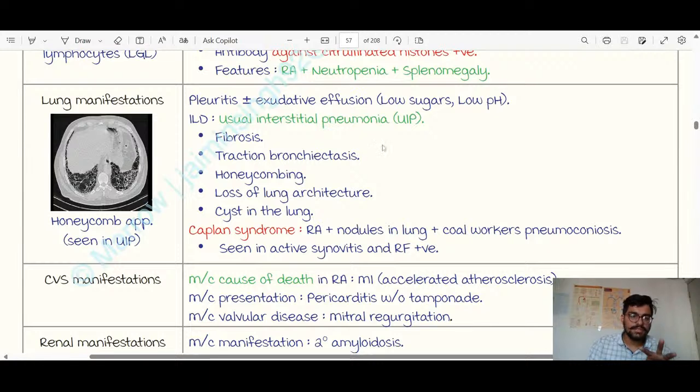Now, pleuritis plus exudative effusion, low sugar, low pH, interstitial lung disease, usually interstitial pneumonia, will be seen with fibrosis, traction bronchiectasis, honeycombing, loss of lung architecture, cysts in the lung. Caplan syndrome is another cause: RA plus nodules in lung, coal workers' pneumoconiosis, seen in active synovitis plus rheumatoid factor positivity.